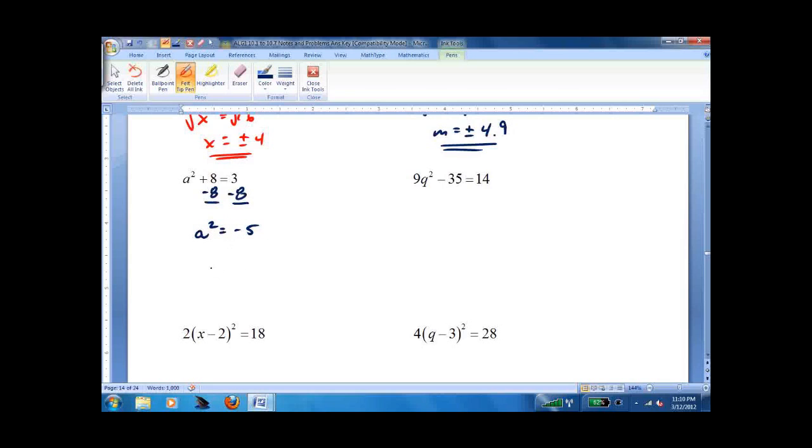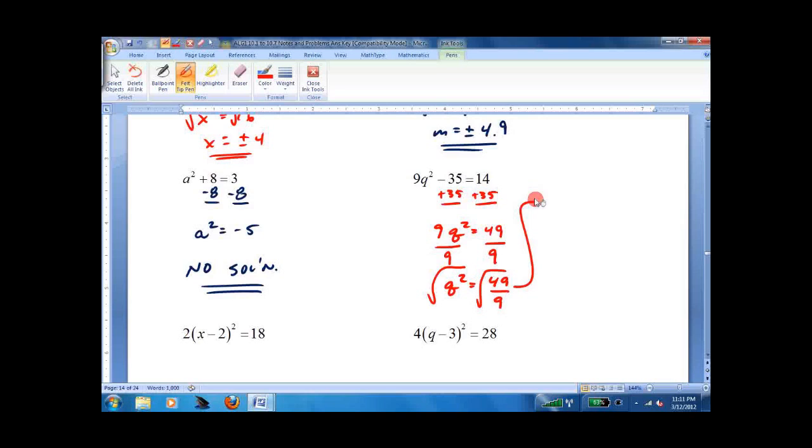Can we find the square root of a negative number? No solution. Square root of the top is 7. Square root of the bottom is 3. Hope you noticed I forgot something there. Plus or minus.